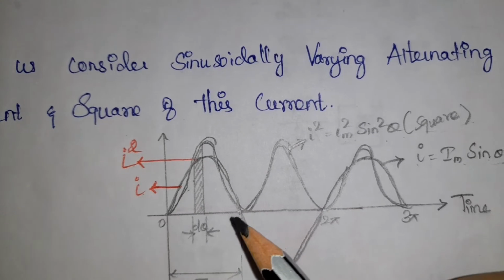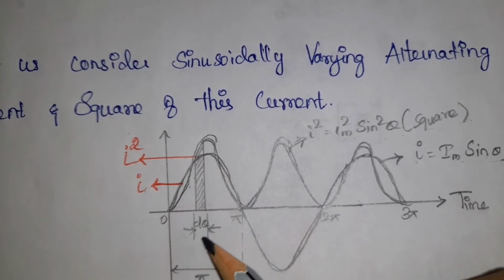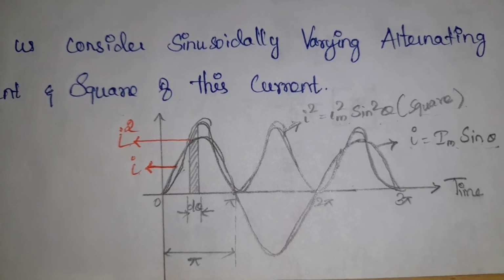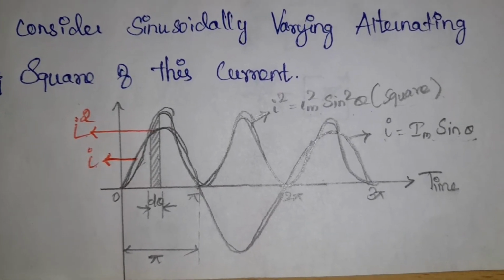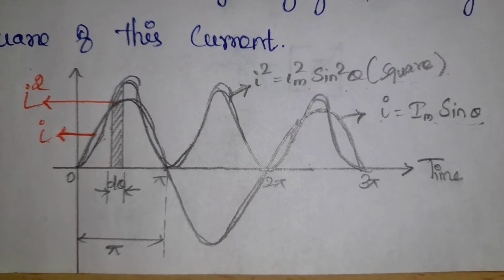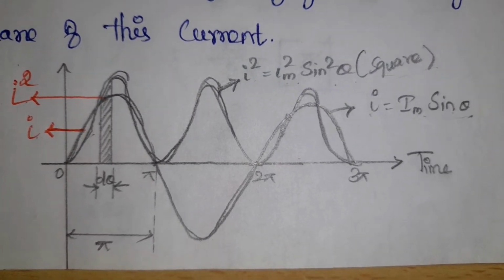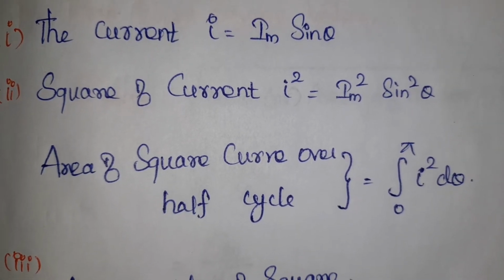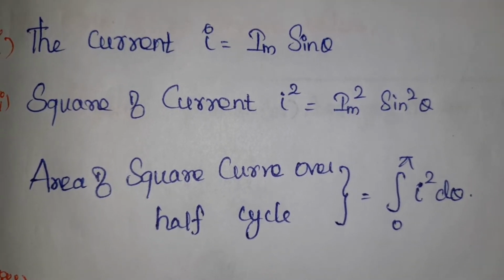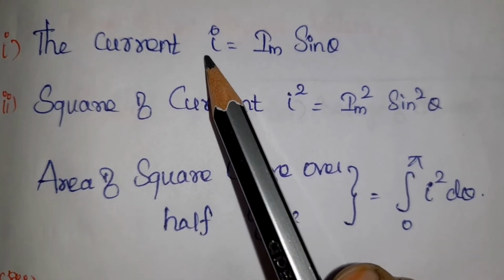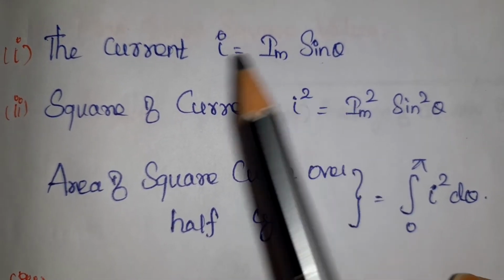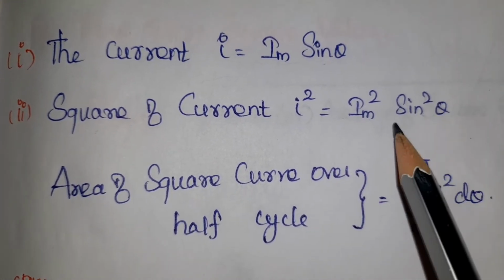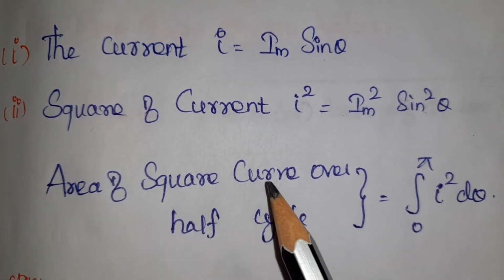For the squared value, we take one strip value, called d theta. From this waveform, we write the basic average equation and then find the Vrms value. This is the basic sine waveform. First, for the current, we already know I is equal to Im sin theta. If it is voltage, V is equal to Vm sin theta. This is the basic equation. The square of the current, I squared, is equal to Im squared sin squared theta.